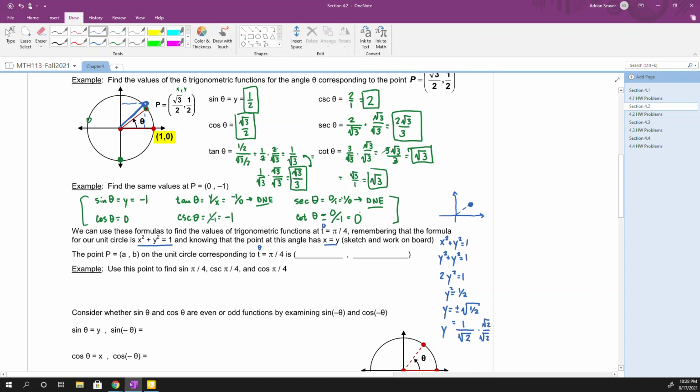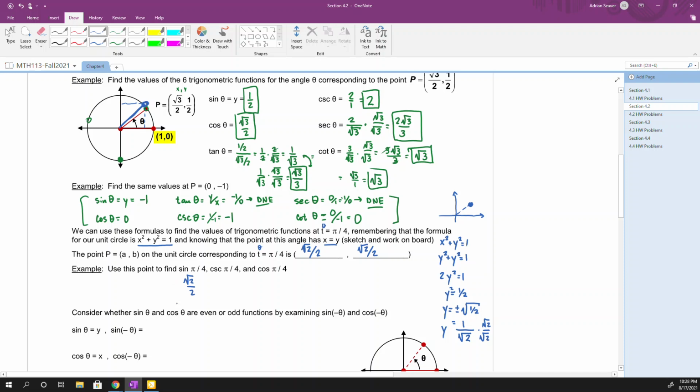And we end up with an x and y of square root of 2 over, square root of 2 times square root of 2 is 2. So square root of 2 over 2, square root of 2 over 2. So given that, now we know that the sine of a pi over 4 radian angle is going to be the y coordinate, which is just square root of 2 divided by 2.